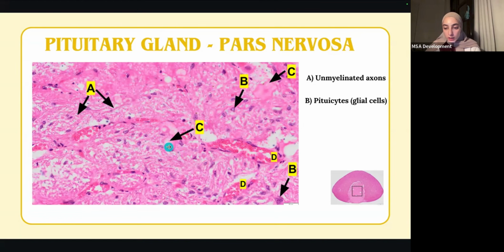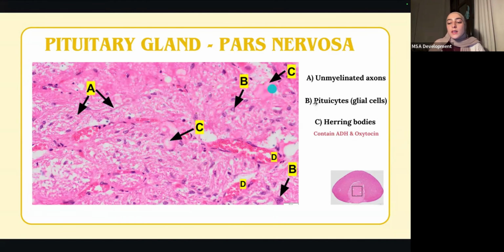For C, this is the most important and most high yield. And if they want to ask you about this slide, they're going to ask you about C. It kind of looks circular. Even this one, it's circular and kind of obnoxious. These are called Herring bodies. And what are these bodies? What's the main function of the posterior pituitary or the neurohypophysis? To store ADH and oxytocin. So these Herring bodies, as you can see here, this one and this one, they store these hormones, and when your body needs them, they get released.